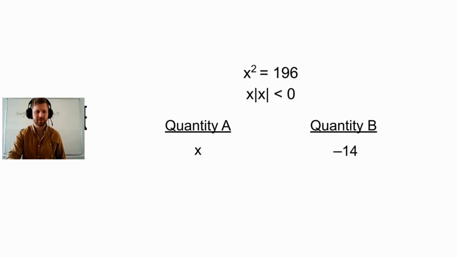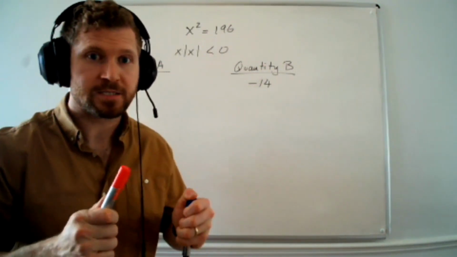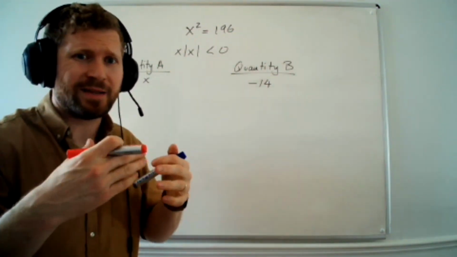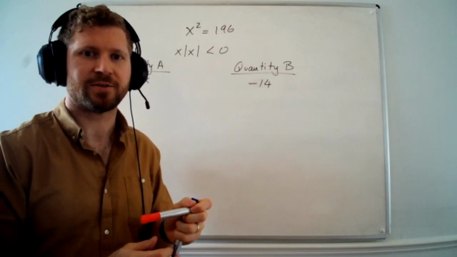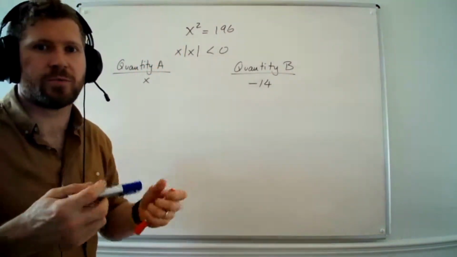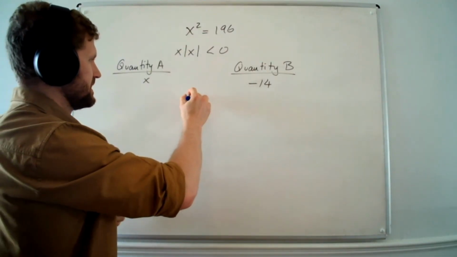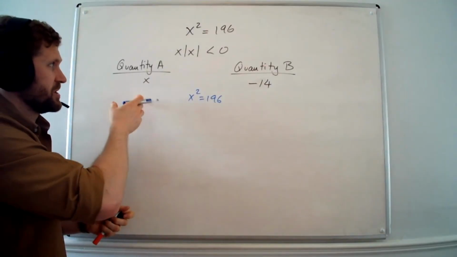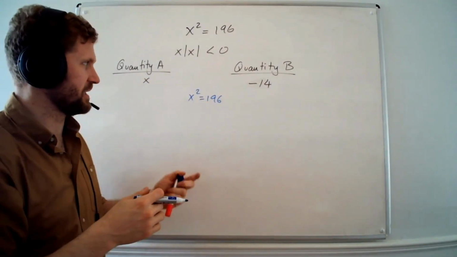All right, pause now if you want some more time to take a look at this one. Okay, this time I've got inequalities and an absolute value together, and now we're beginning to think about the interaction between the two of them. First job though, I'm going to deal with this bit at the top. So we're told x squared is equal to 196, and in this quantitative comparison question, we want to know which is bigger, x or negative 14.